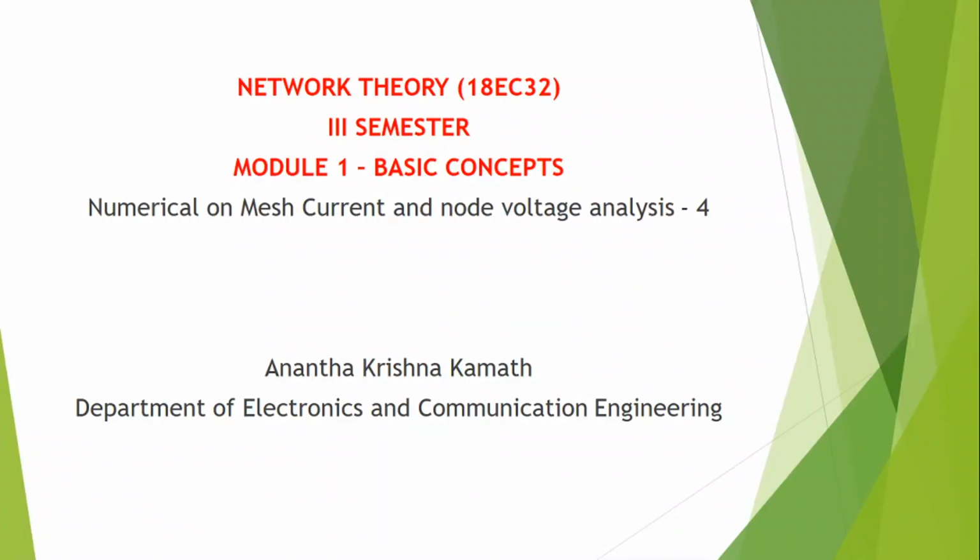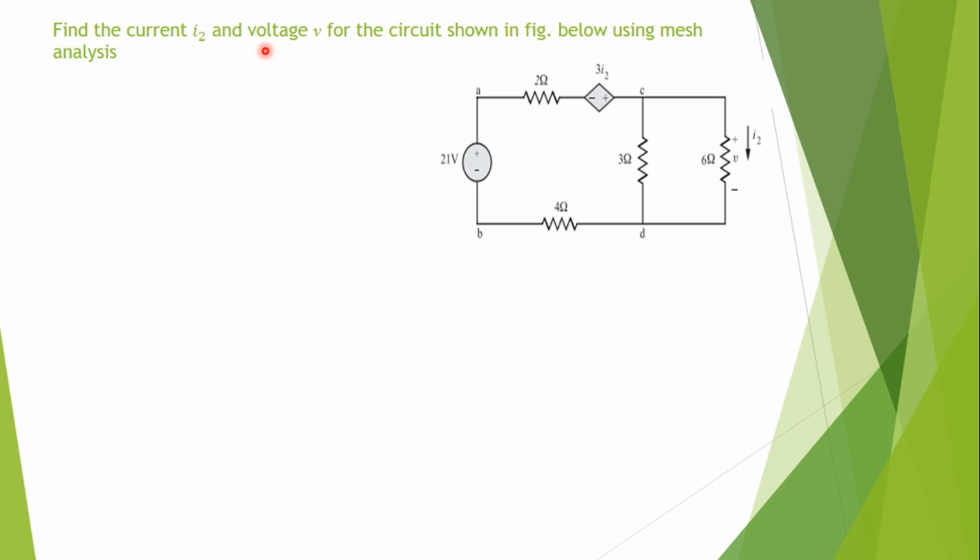Beginning of the session. This is the fourth session on mesh current and node voltage analysis. In this session we are finding the network parameters of networks with dependent sources, and how to apply mesh current and node voltage analysis in such a case. Let us consider this problem.